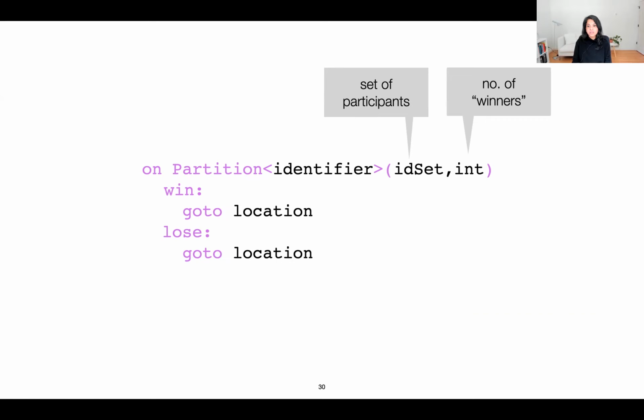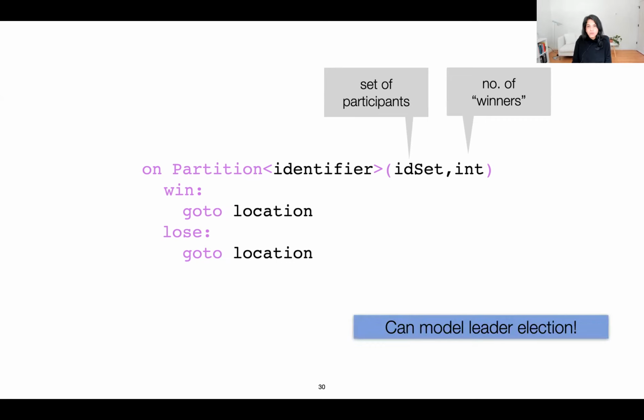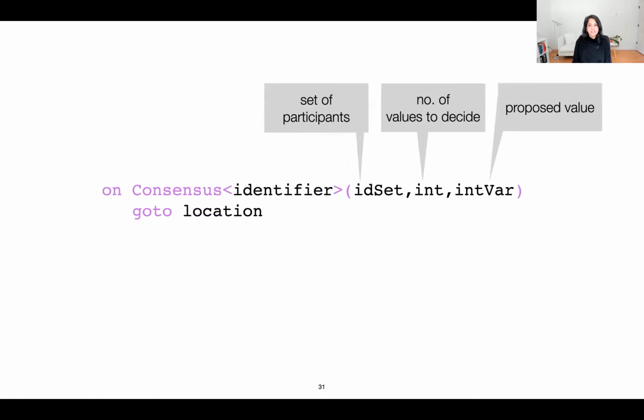And why is this interesting? Well, because it can capture agreement protocols such as leader election. Now let's move on to our second agreement primitive, which is called consensus. And as you might imagine, this primitive essentially allows its participants to agree on a set of values. So this primitive also has an identifier, and it takes three parameters this time: the set of participants, the number of values to be decided, and then a variable which could be optional that a process uses to propose a certain value for consensus.